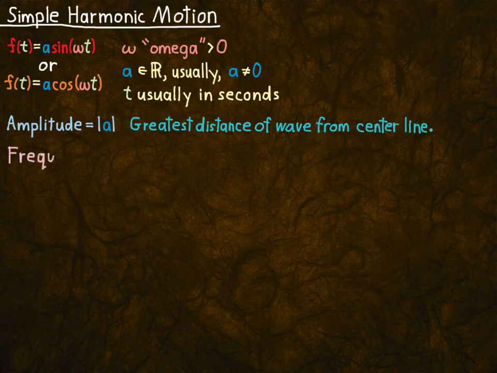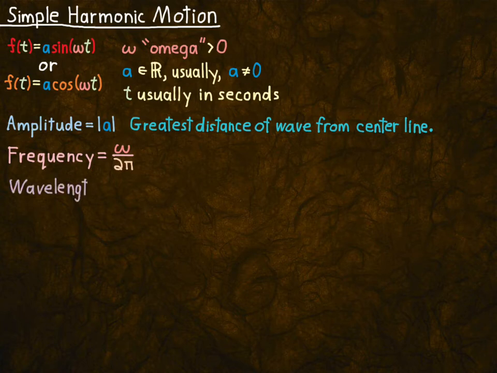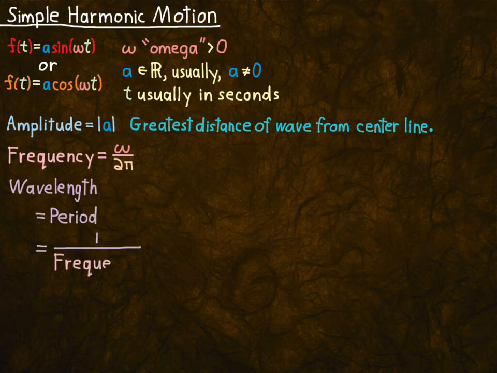Here we go. So frequency: you take omega, that's the coefficient of t, make it positive if necessary, and then divide by 2 pi. And the wavelength, also known as the period, is the reciprocal of the frequency. So you just take the frequency and flip it upside down. So it's 2 pi over omega. So I remember the frequency, that's the easier one, and then just flip it upside down to get the period or wavelength.